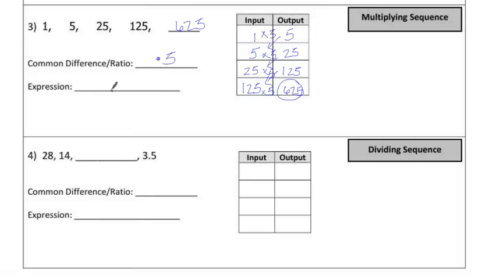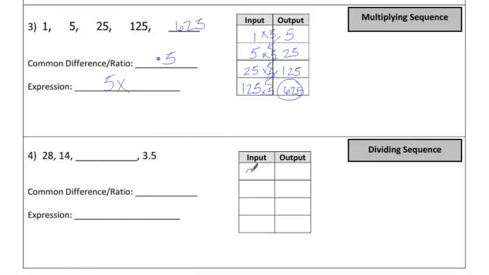And in our expression, we're going to use a variable. Now, instead of writing x times 5, we're going to write it as a coefficient, 5x. 5 times the input, whatever the input is. The last one we're going to look at is a division sequence, and you can see that I'm getting rather small, very fast. I'm going from 28 to 3.5 in 4 terms, so that's division.